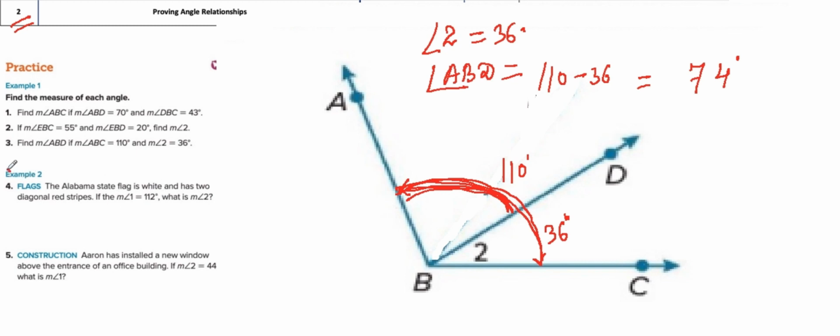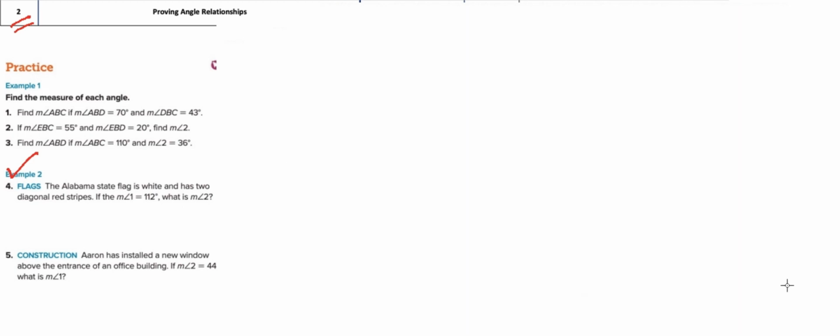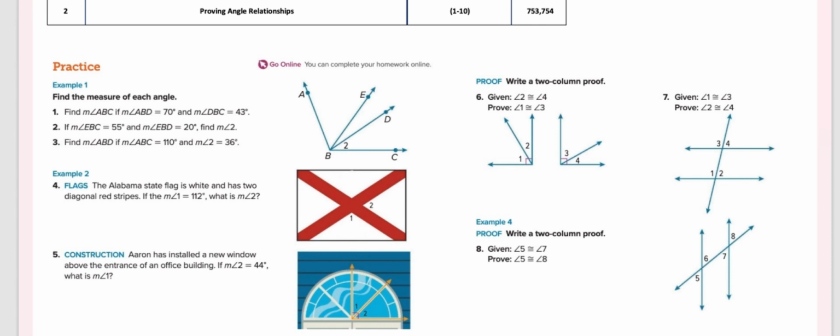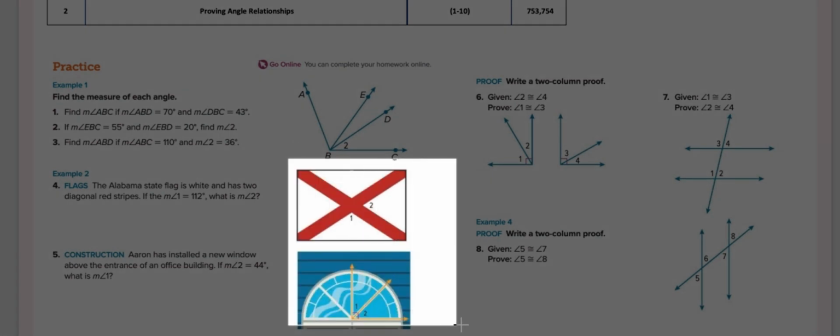Now look at the question number 4. It has a different diagram. Let me take the diagram from the question. Let me delete this. Let me take the diagram for question number 4. Yes, we have the diagram here. I will take question number 4 and 5 together.